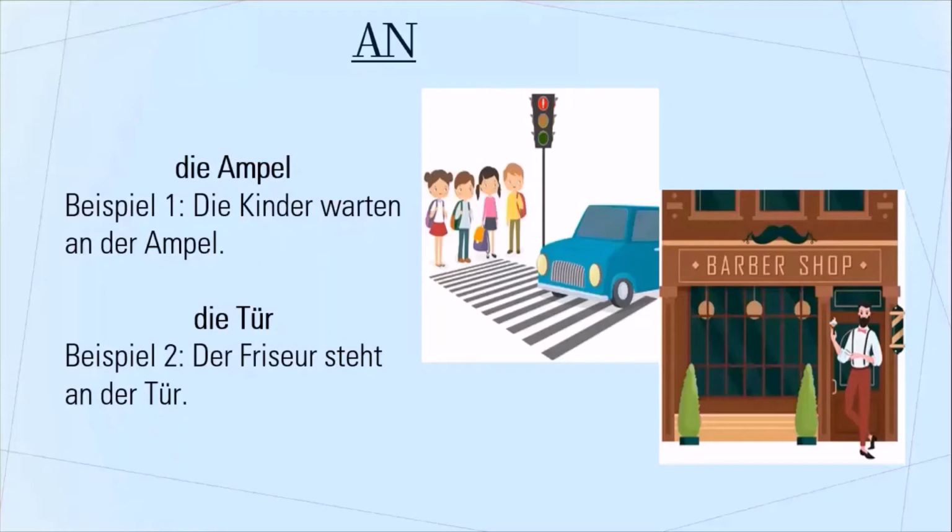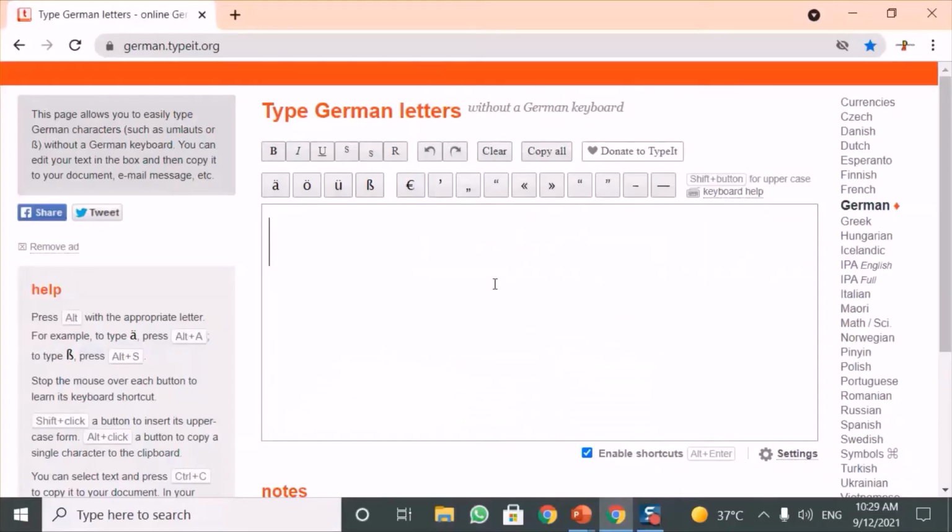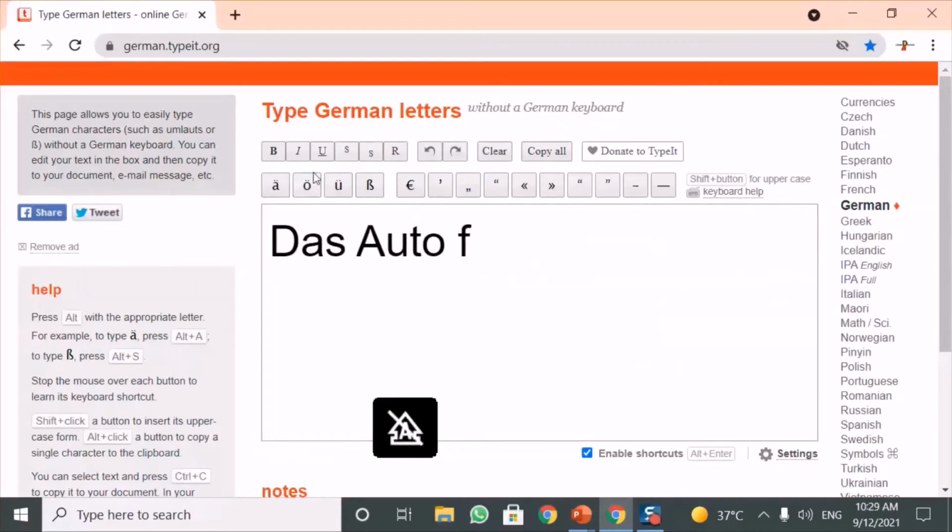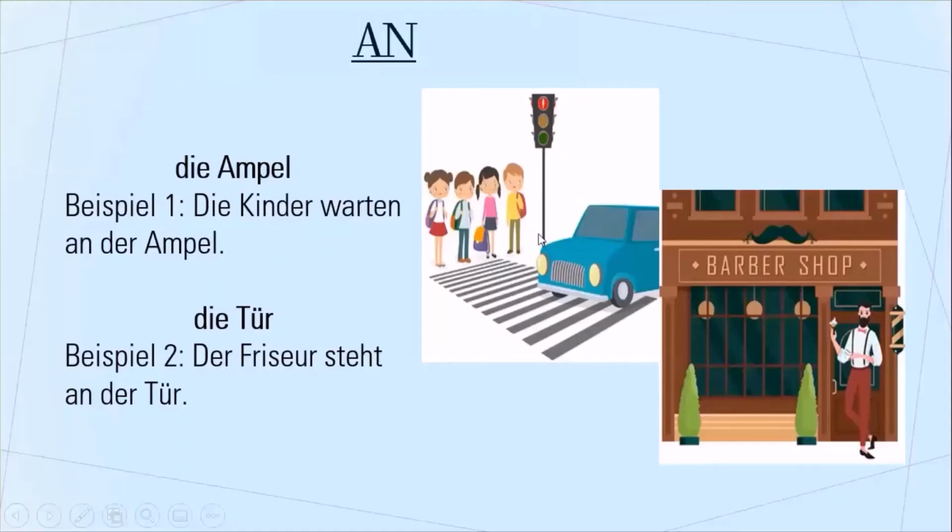Now if I was using an to show the accusative case, then the sentence would be different, but an can also mean at, but in another sense.